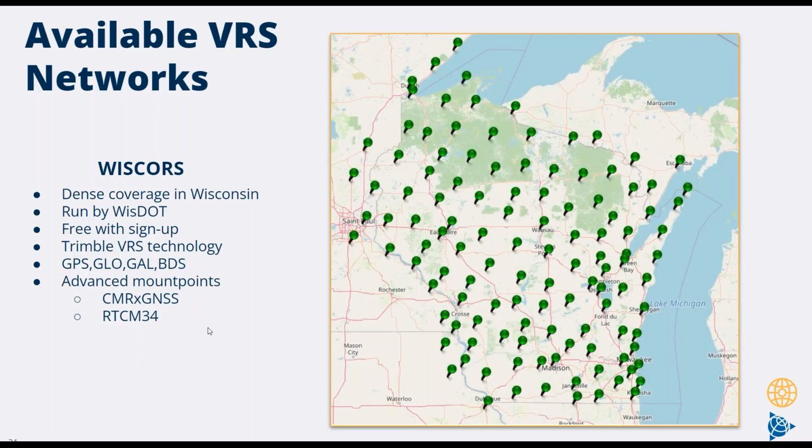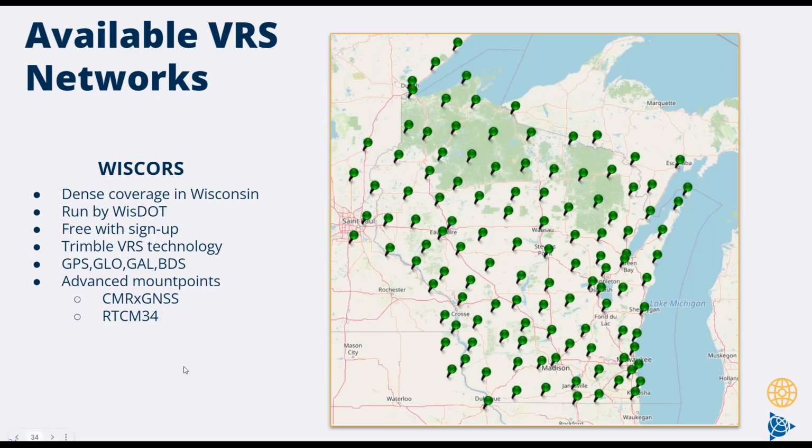The same story goes with Wisconsin. Again, very dense network, very good coverage in this state, run by WisDOT. Has all the main constellations. So if you're not seeing them, make sure you're on those two mount points there. Just contact us and we can check all your settings remotely in a lot of cases.